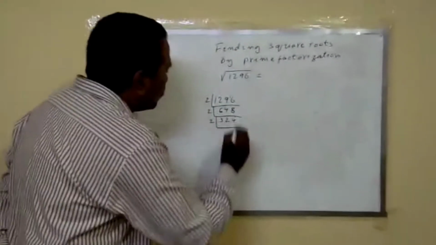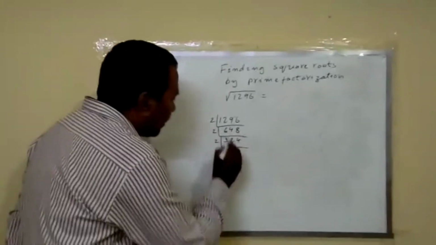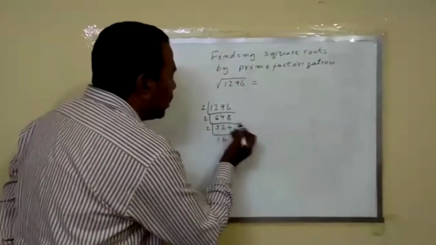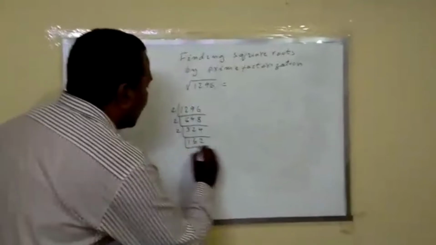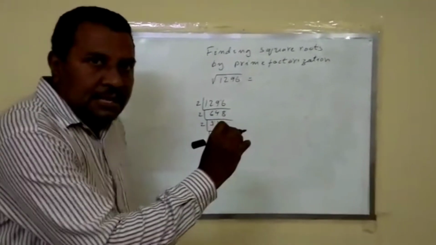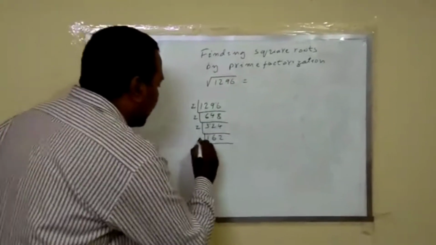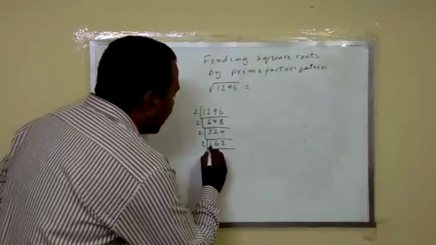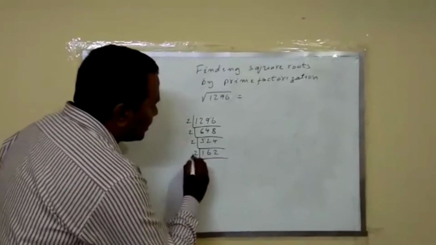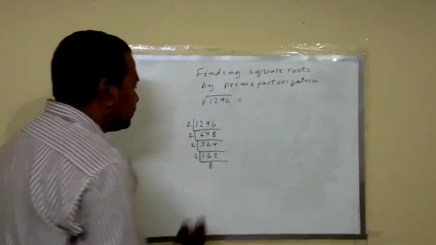Again divide by 2. Take 3. 2 1s are 2. 1 is the remainder. That becomes 12. 2 6s are 12, no remainder. 2 2s are 4. Again it is divisible by 2 because the last digit is even. As long as the last digit is even, the number is exactly divisible by 2. Now again I am dividing by 2. Take 16 because 1 is less than 2, so take 2 digits. 2 8s are 16, no remainder.